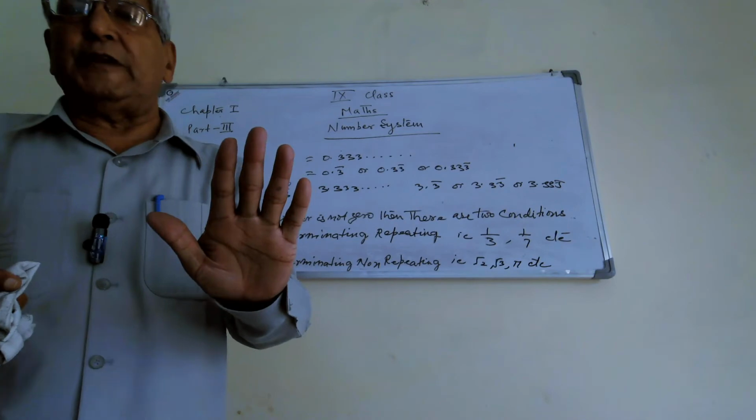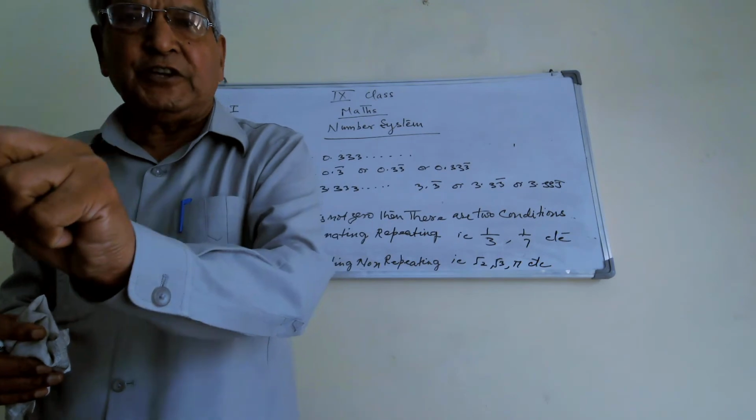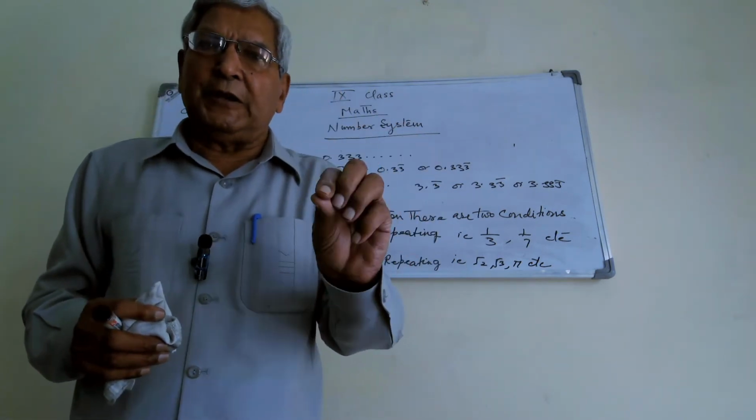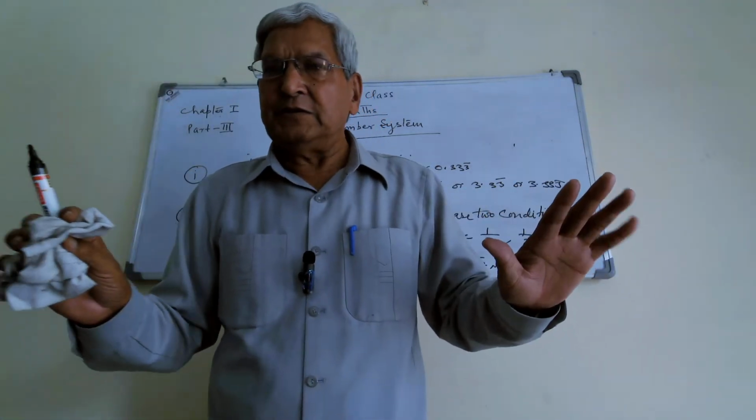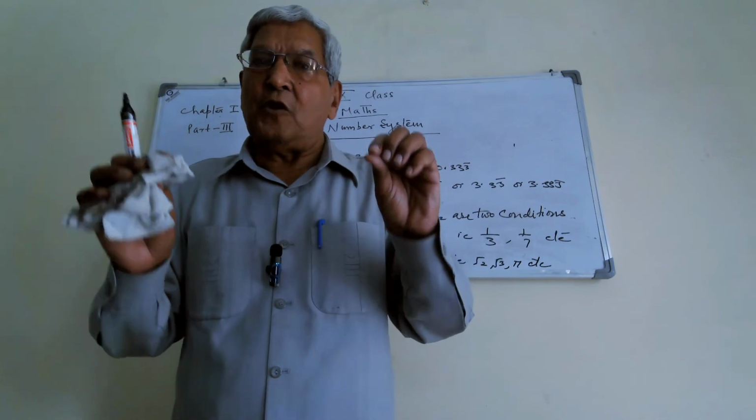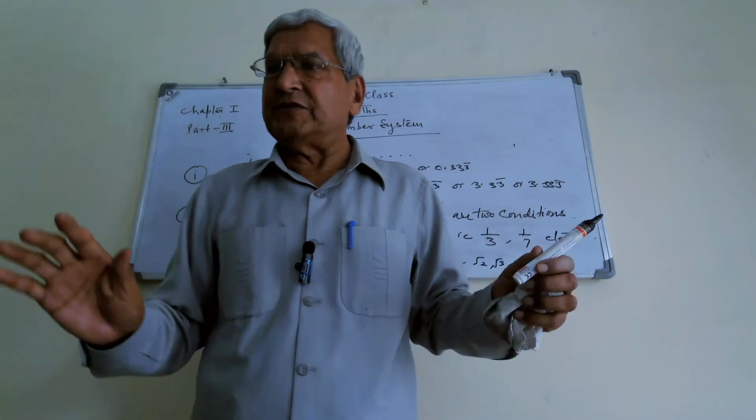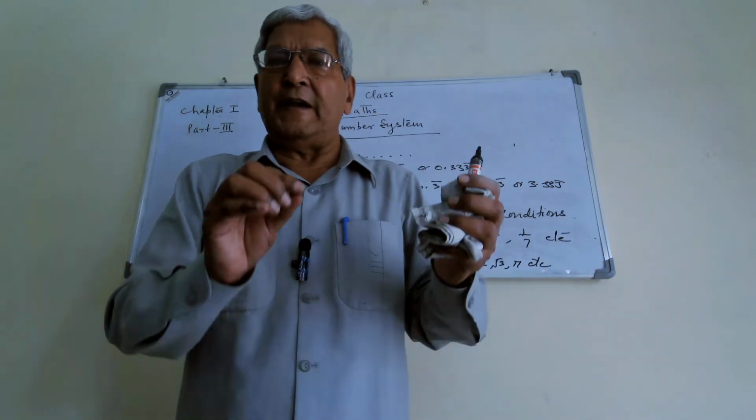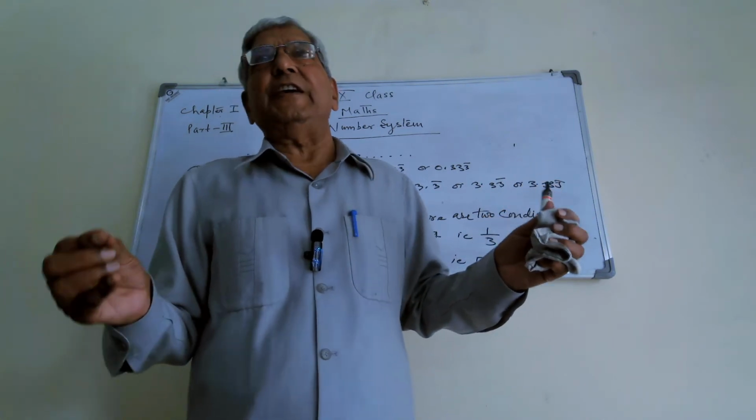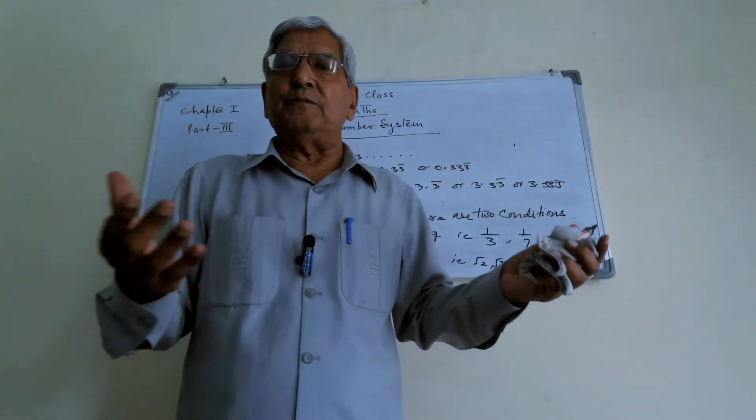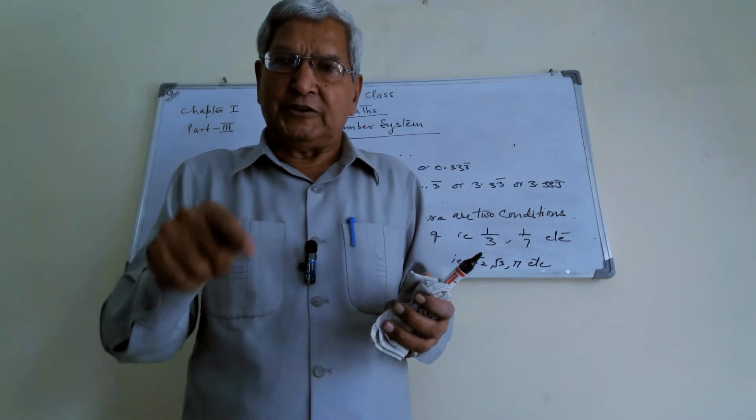There are three types of decimal representation. Terminating, these numbers are called rational numbers. Non-terminating repeating, these numbers are called rational numbers. Third, non-terminating and non-repeating, these numbers are called irrational numbers. This is the decimal representation. You have to note it. When you find this type of representation anywhere, you can say this number is rational or this number is not rational.